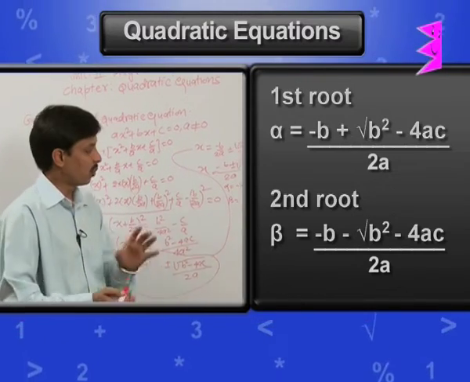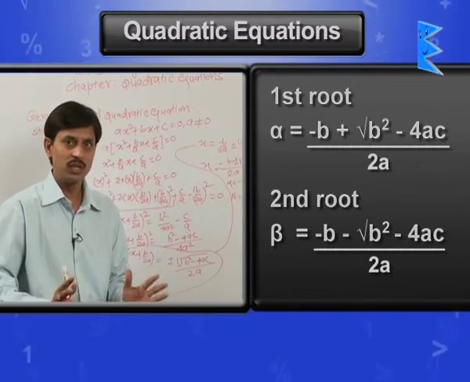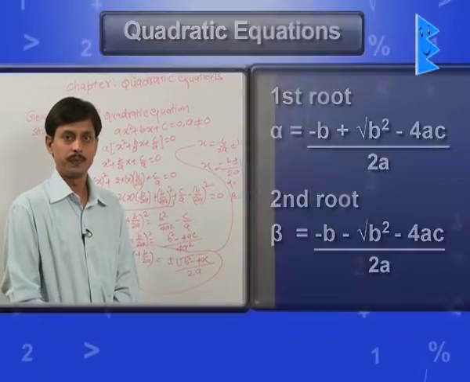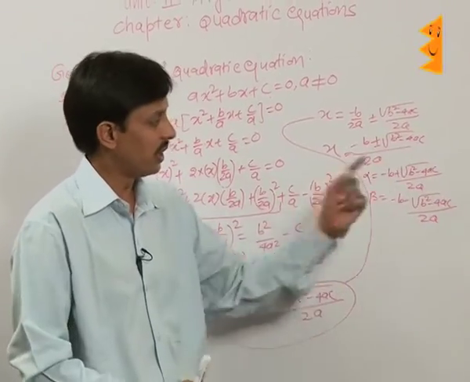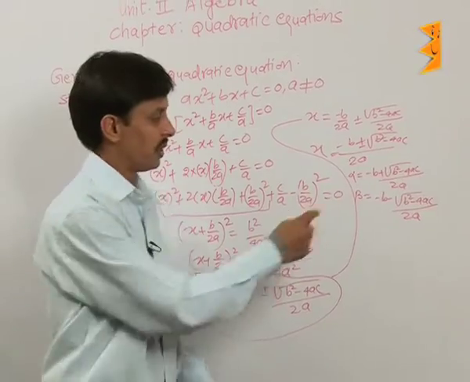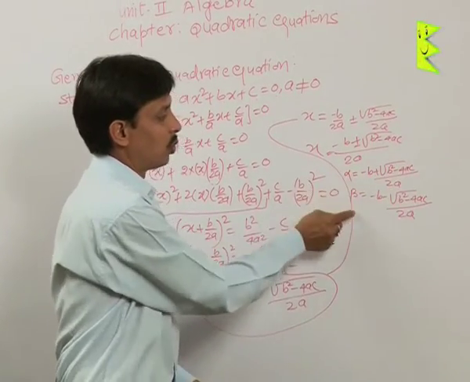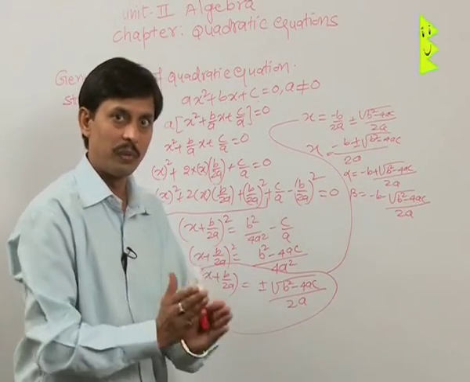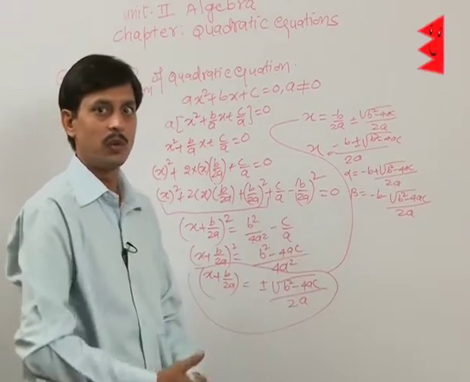Now the question is, b square minus 4ac is in the square root. If this value is 0, then this is 0, this is 0, and both roots are equal. If the discriminant is 0, both roots are equal.